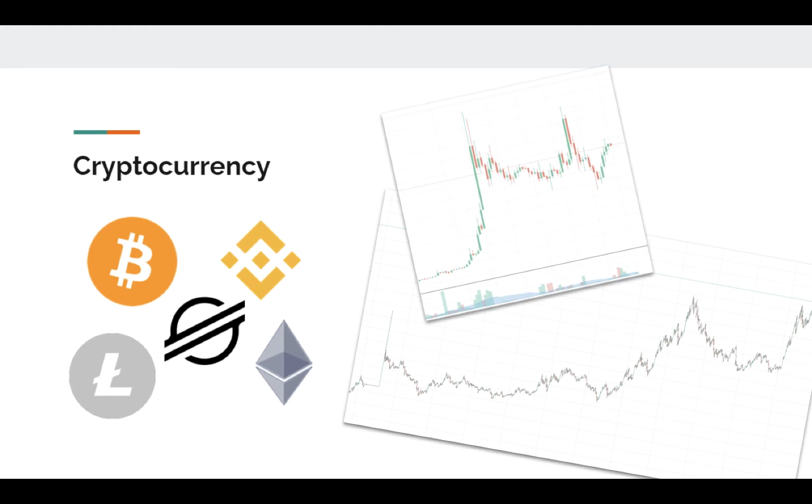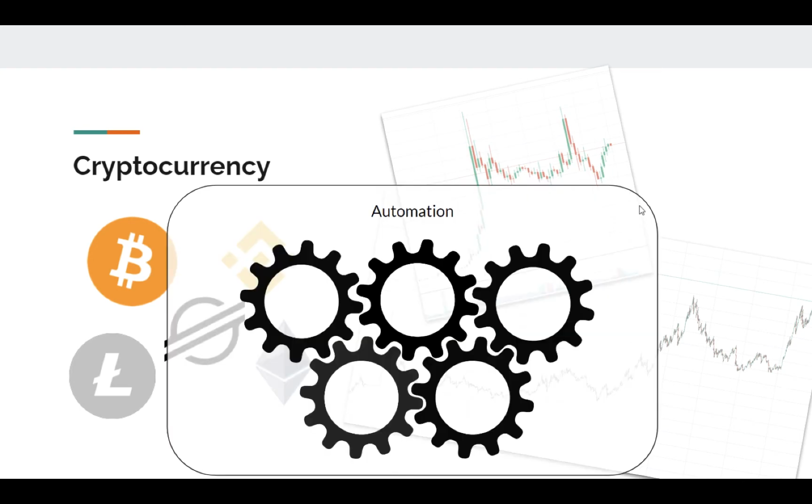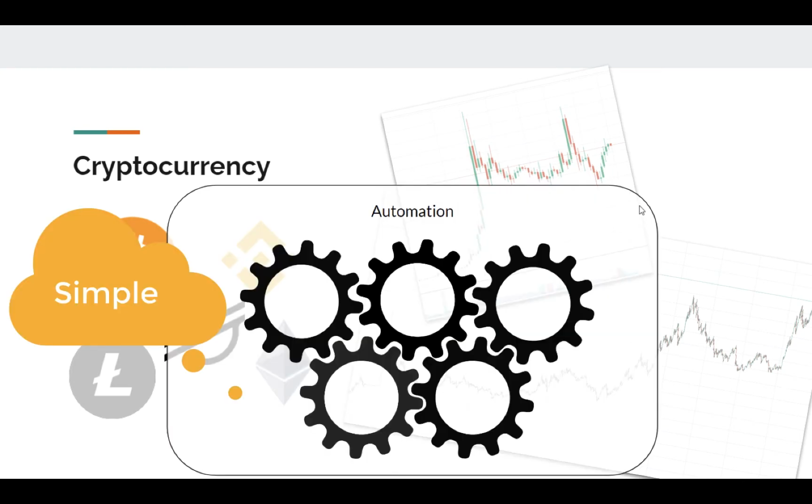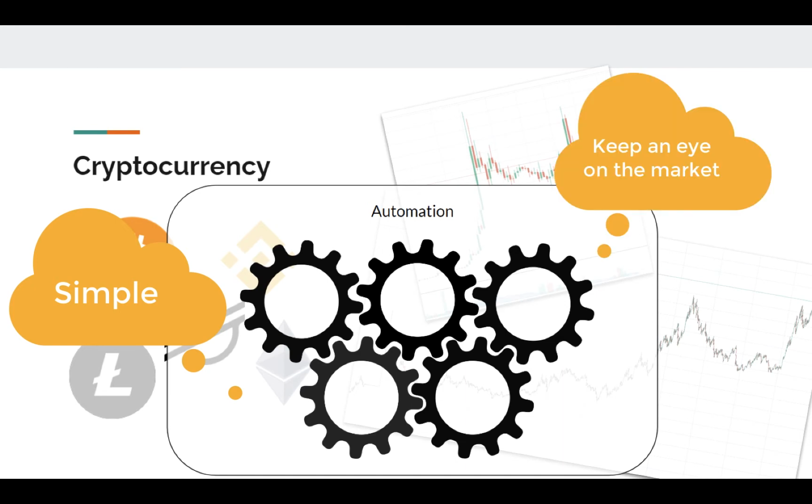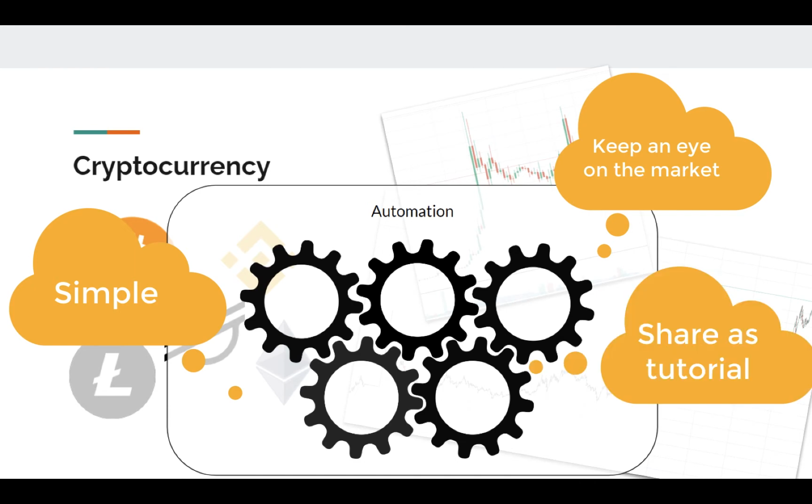But being the automation geek that I am, this sounds like an area where I felt that automation can help. So I've created a simple automation that provides me the ability to keep an eye on what's going on in the crypto market, particularly on the cryptocurrencies that I have bought so far, so that I can take action if necessary. I intend to share the tutorial to build that automation over the next couple of weeks.